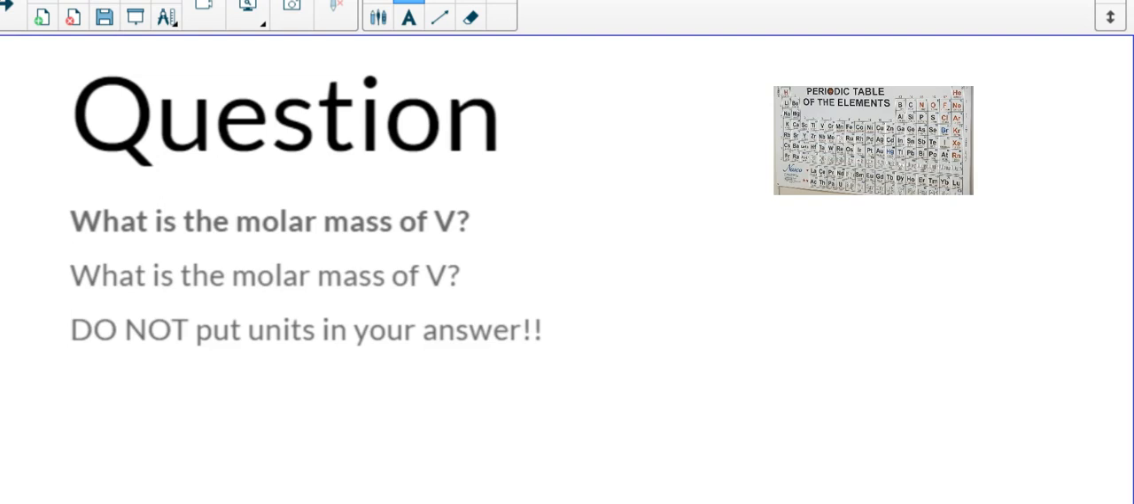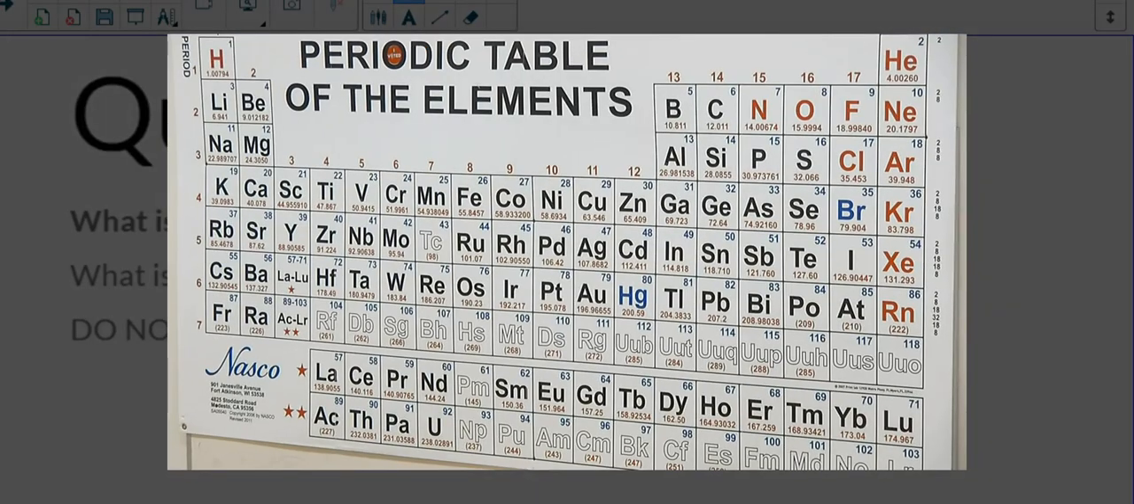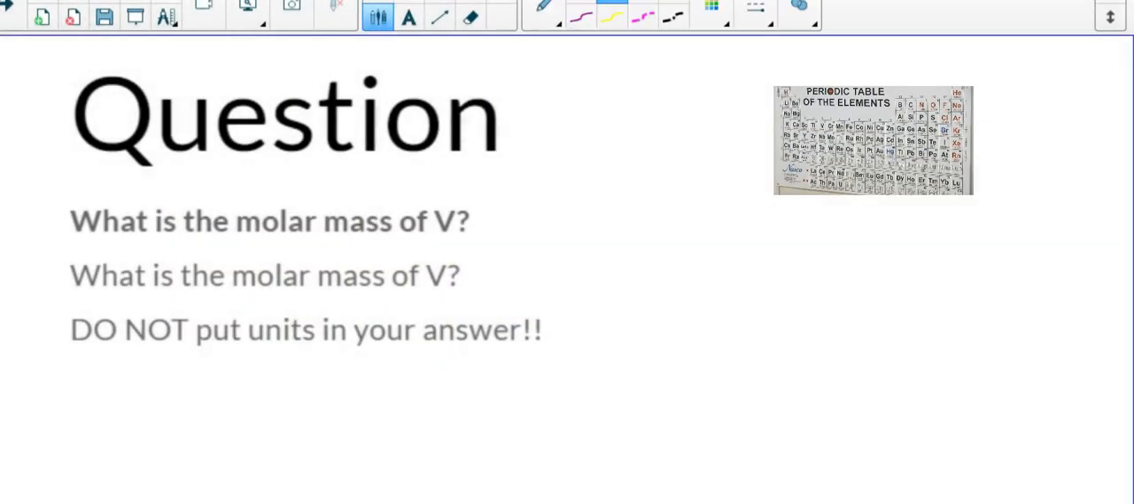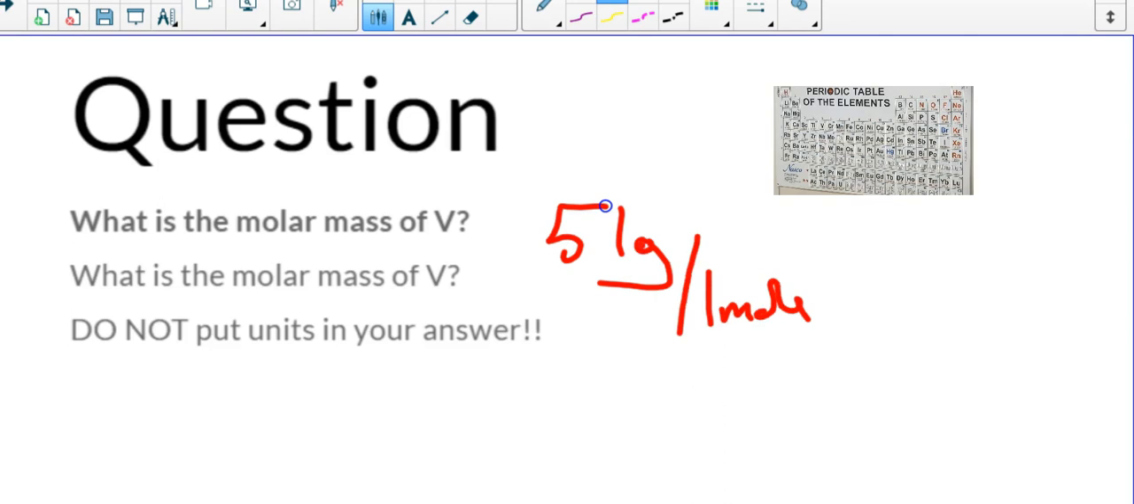So the first question, and this is straight out of Guru, is what is the molar mass of V? What you would need to do is just look at your periodic table. I have this zoomed in. It's not real quality on the picture, but you can see vanadium right there. On your periodic table, it would be rounded. Remember, when we find the mass, we find the larger of the two values. So the mass of vanadium would be 51 grams per 1 mole. Now, when you answer this, it does say don't put the unit, so just put 51.